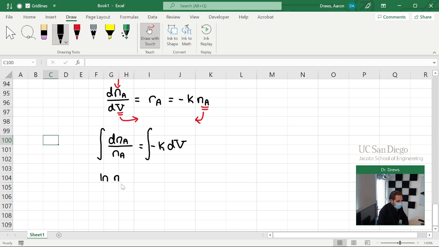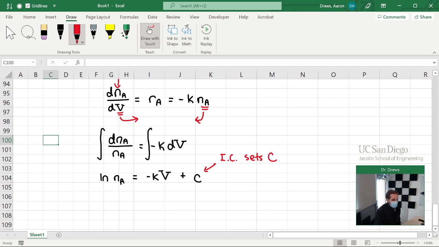What you would be left with is natural log of NA is equal to minus K times V plus a constant. The evaluation of that constant comes from the initial condition. So the initial condition sets C.